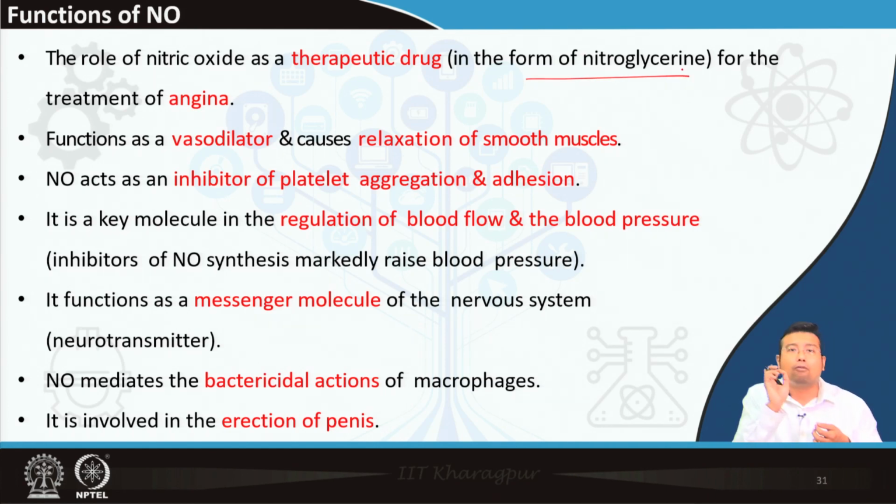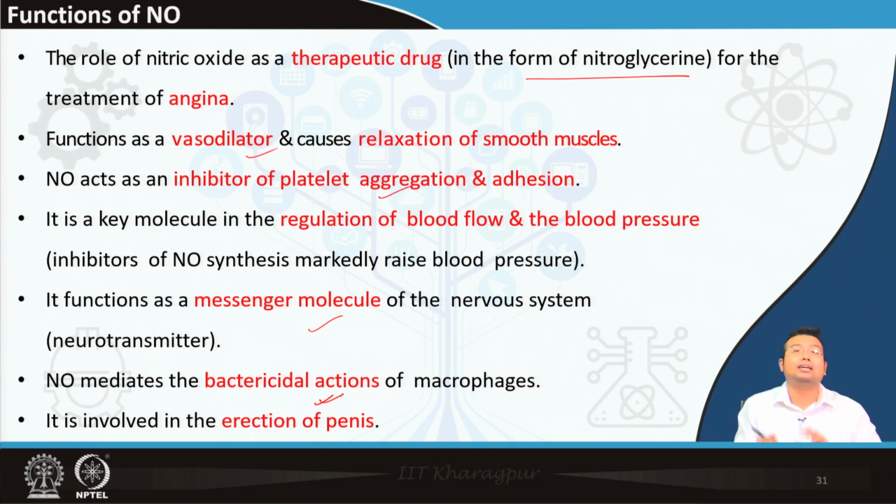Often we see chest pain, one small heart shaped tablet is put under the tongue, same mechanism using nitric oxide, right. It acts as a vasodilator, it prevents platelet aggregation, it regulates blood flow, it lowers blood pressure. So, NO antagonists actually markedly increase blood pressure. It functions as a messenger molecule and also it mediates bactericidal action of macrophages, the action of iNOS, right. During multiple infection, those cytokines induce this production of iNOS and thus kill the bacteria, right.